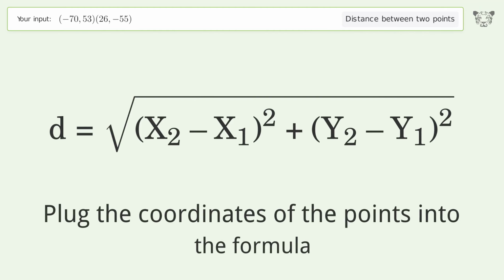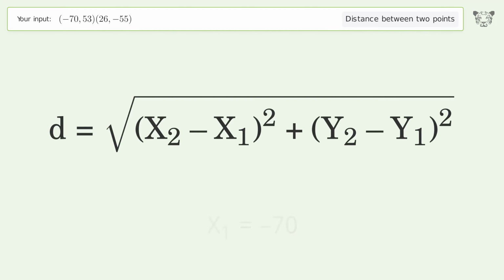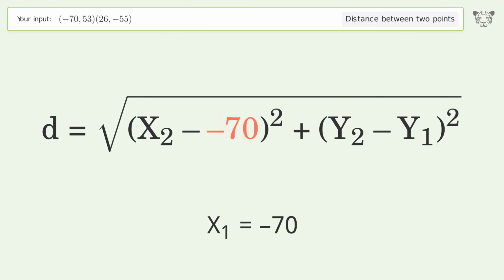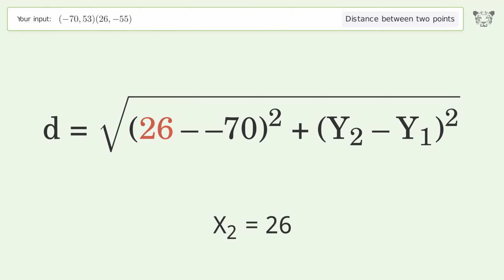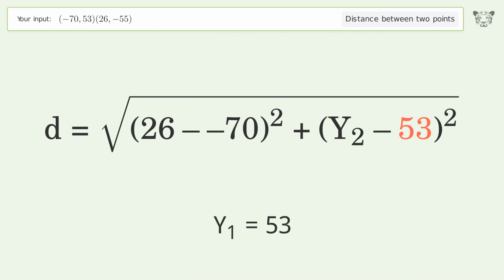Plug the coordinates of the points into the formula. x1 equals -70. x2 equals 26. y1 equals 53. y2 equals -55.